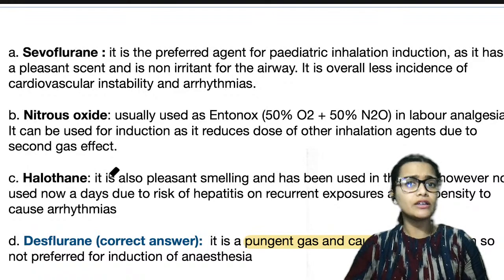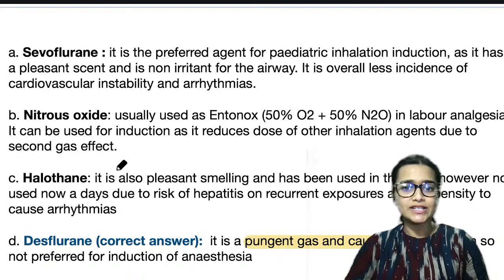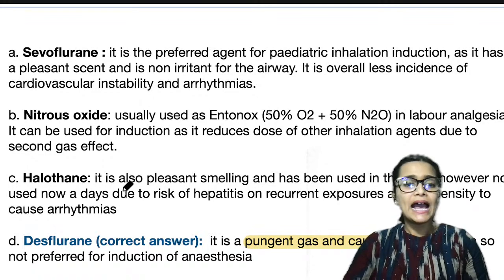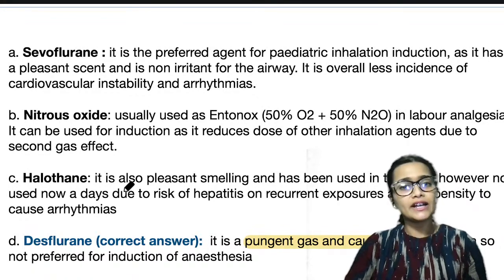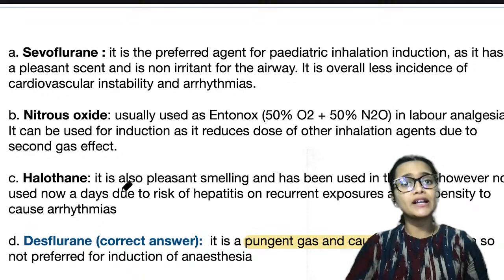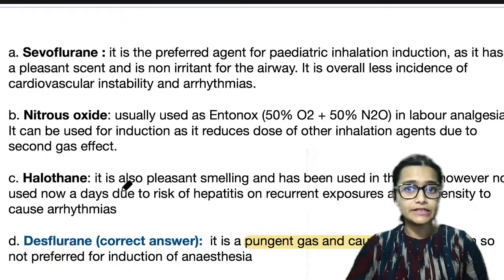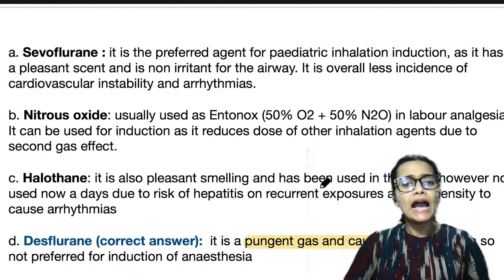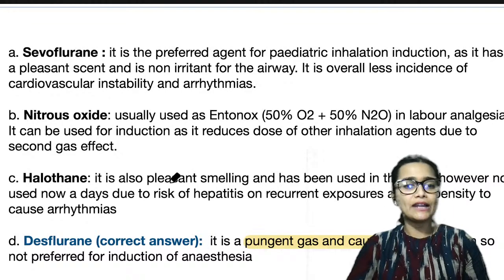Halothane, in the past, was the anesthetic of choice for pediatrics, again because it's very pleasant smelling. However, nowadays it's almost out of use, and back then, due to recurrent exposure to halothane, there used to be a condition called halothane hepatitis, and also it leads to a propensity of arrhythmias with local anesthetic infiltration. So it's not used any longer.